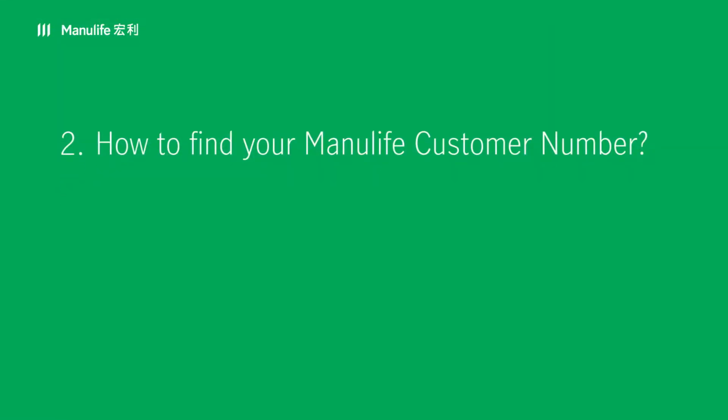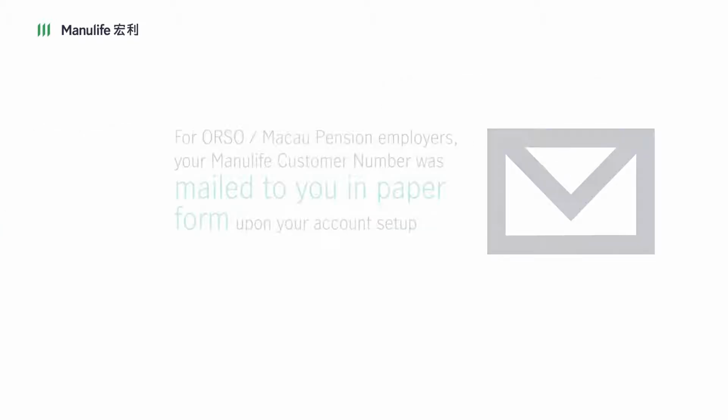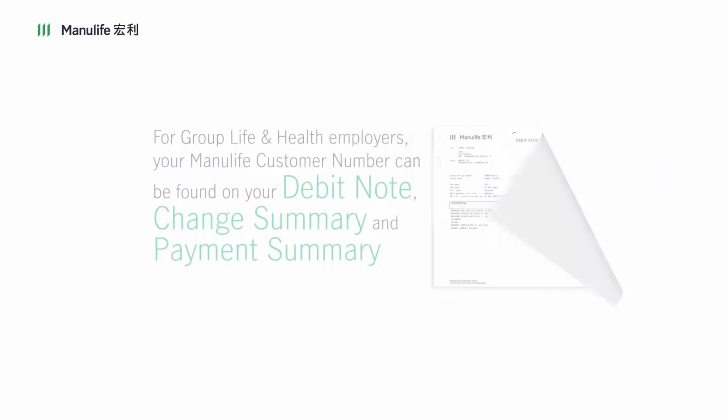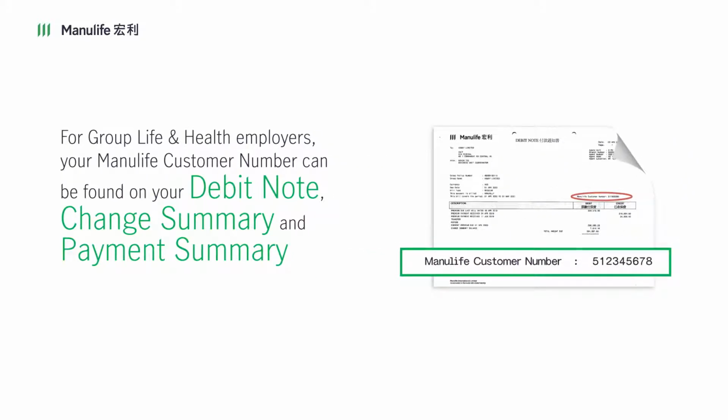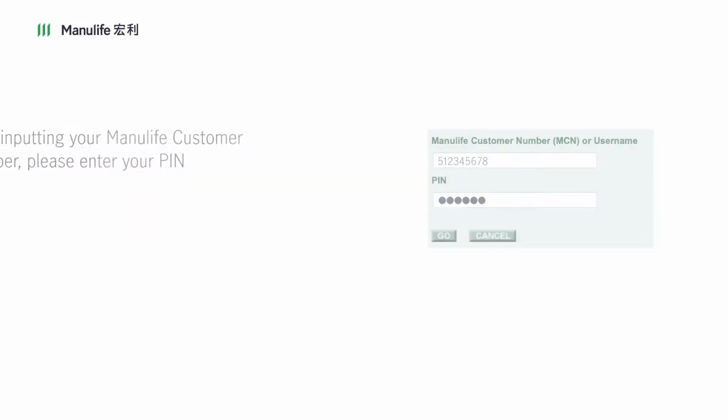How to find your Manulife customer number. For MPF employers, your Manulife customer number can be found on your monthly account statement. For ORSO or Macau pension employers, your Manulife customer number was mailed to you in paper form upon your account setup. For group life and health employers, your Manulife customer number can be found on your debit note, change summary, and payment summary. After inputting your Manulife customer number, please enter your PIN.